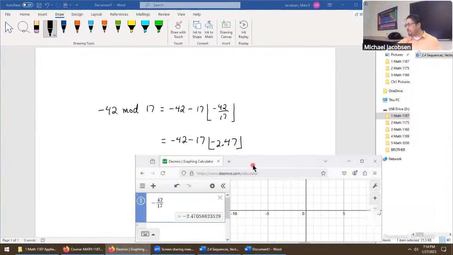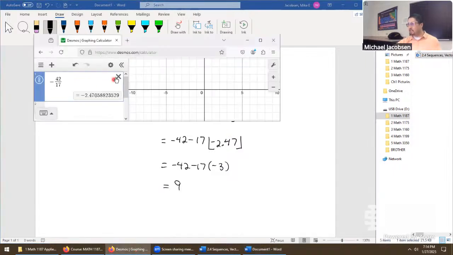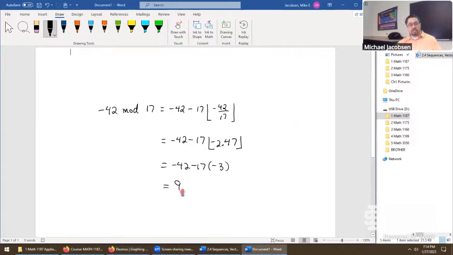Let me double check that arithmetic. It looks kind of fishy to me. Negative 42 minus 17 times negative 3. Yeah, that's how we get the 9. And this 9 is just telling us where the closest multiple of 17 is to 42 on the number line, whenever this is now a negative quantity.